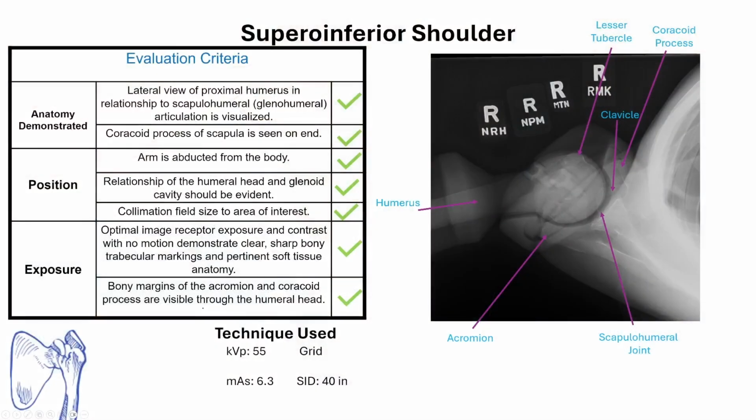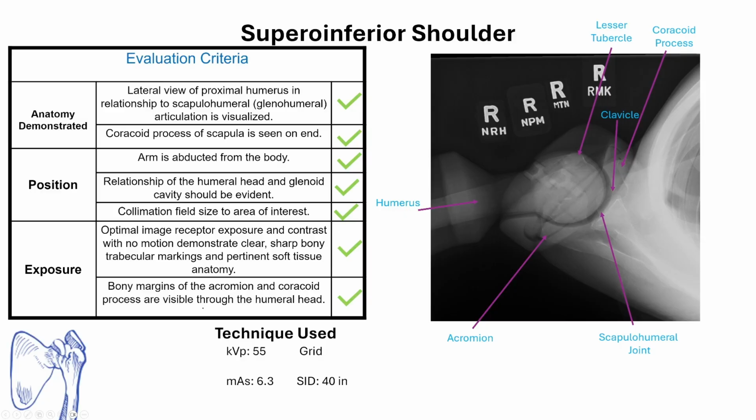Next, we'll be going over the criteria for a superior-inferior shoulder projection. Bontrager recommends that we use a technique of 55 kVp with an mAs of 6.3. We'll also be using a grid and an SID of 40 inches. The anatomy demonstrated requires a lateral view of a proximal humerus in relationship to the scapulohumeral, also known as glenoid humeral articulation, to be visualized.